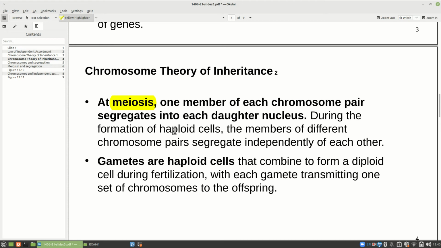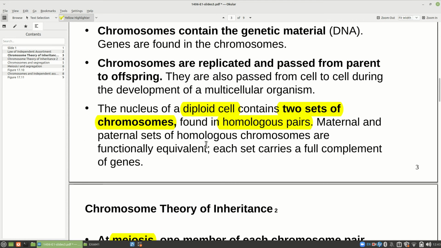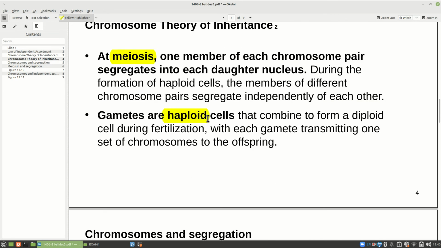So the chromosomes segregate into different daughter cells, and you end up with only one set of chromosomes in each gamete, so sperm or egg. When you create sperm or egg, you're going to create daughter cells that only have one set of chromosomes. Now, they are haploid. Remember up here we had this term diploid. Diploid means you have two sets of chromosomes. Haploid means you only have one set of chromosomes. So gametes, sperm and egg, are haploid. They only have one set of chromosomes.